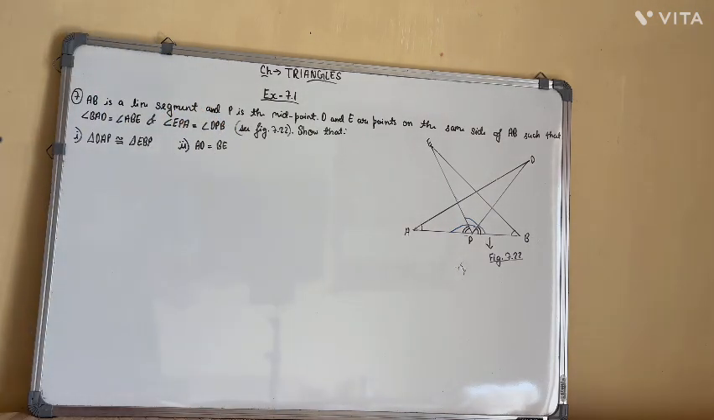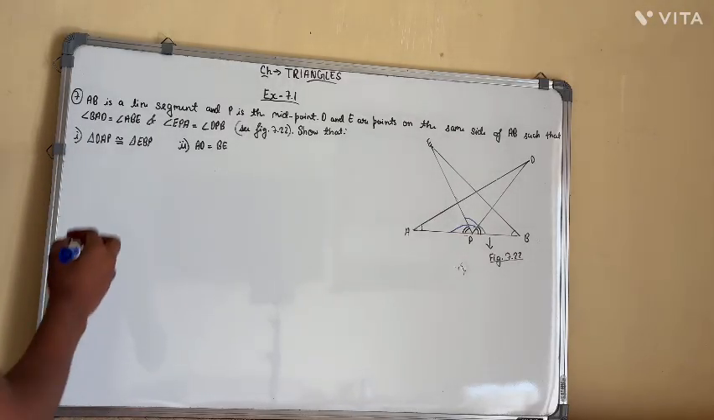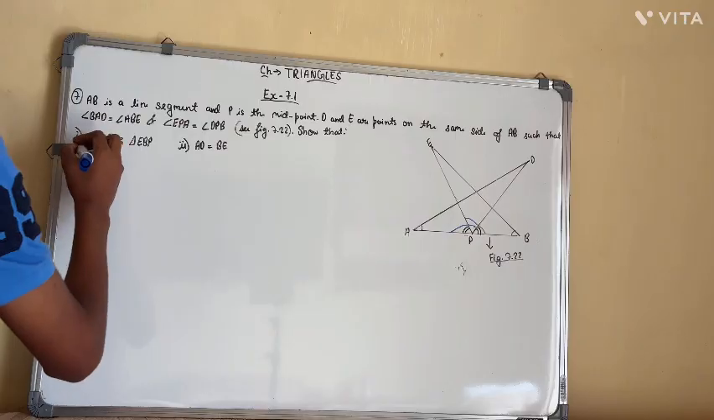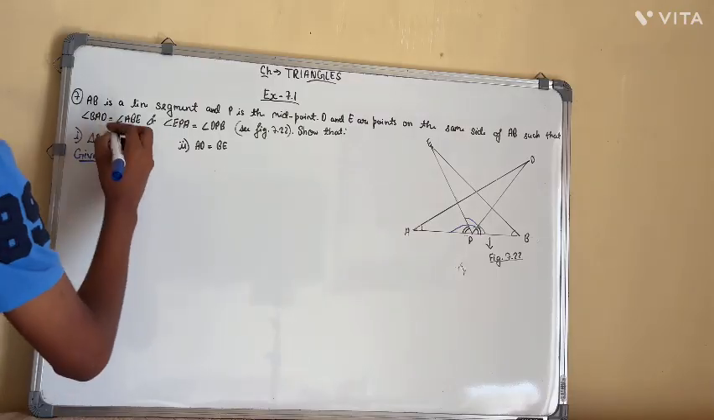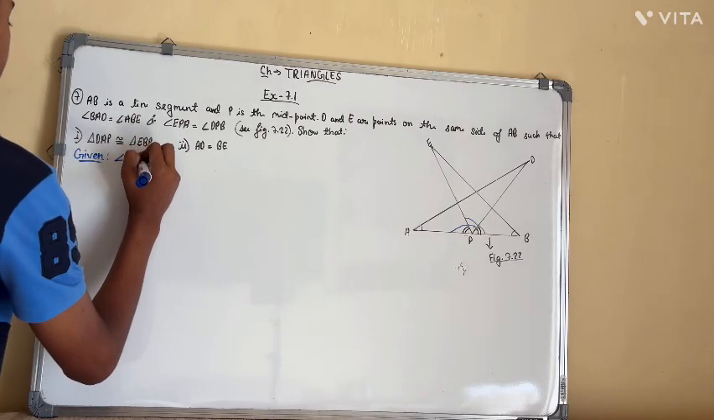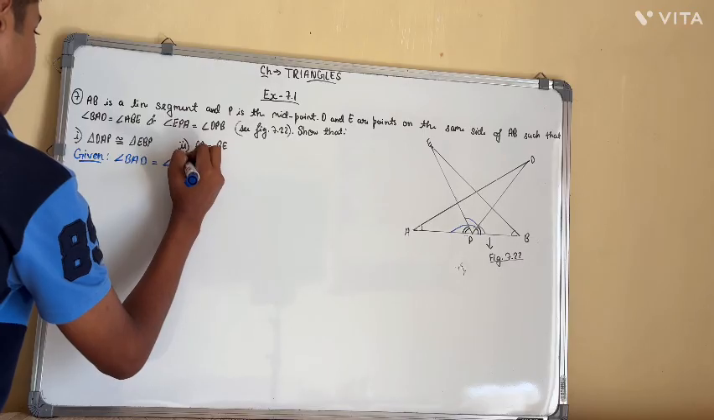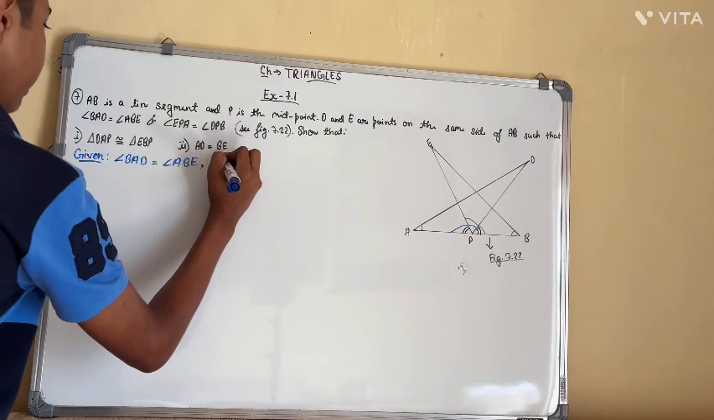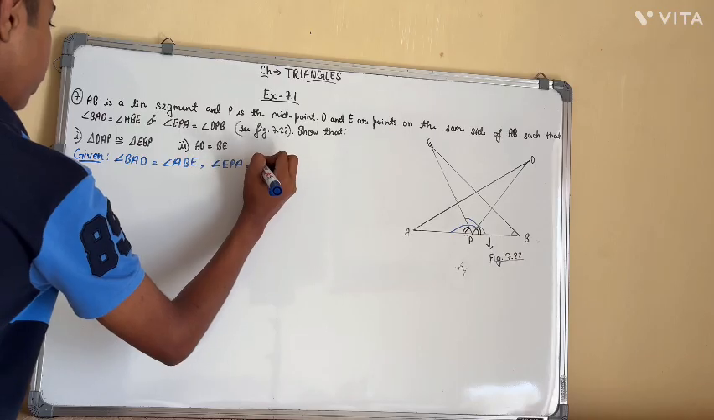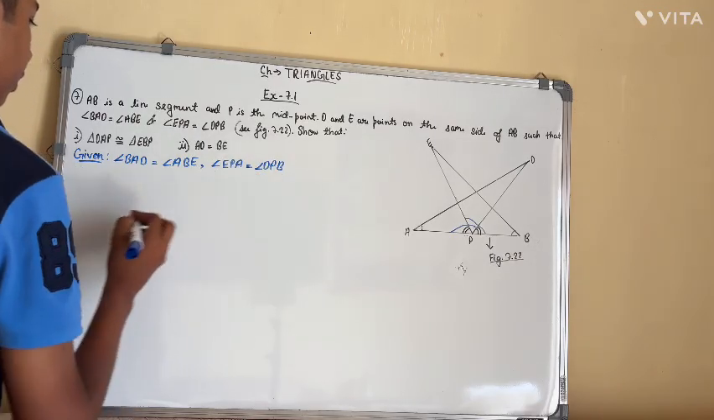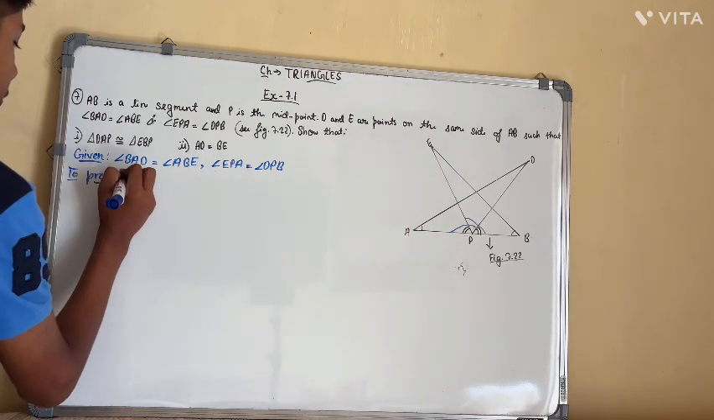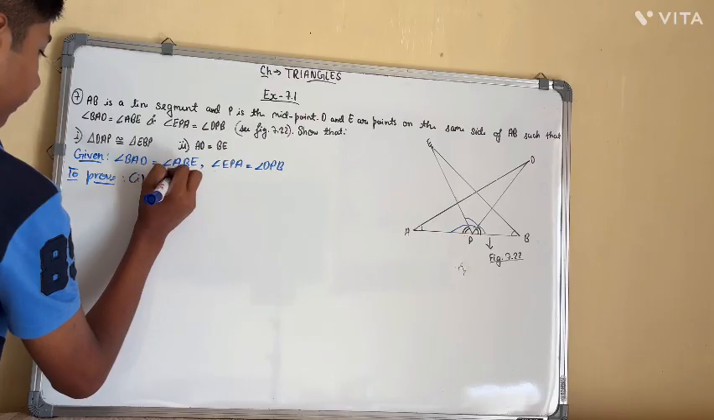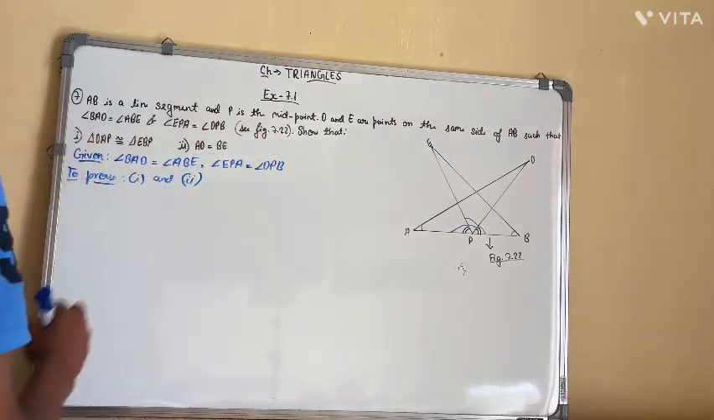Okay, so I am adding that. First we have to write what is given in the question. Okay, given is angle BAD is equal to angle ABE, and one more thing is given, angle EPA is equal to angle DPB. Okay, now what we have to prove, that is the first part and second part. You can copy this fully. Okay, now proof.